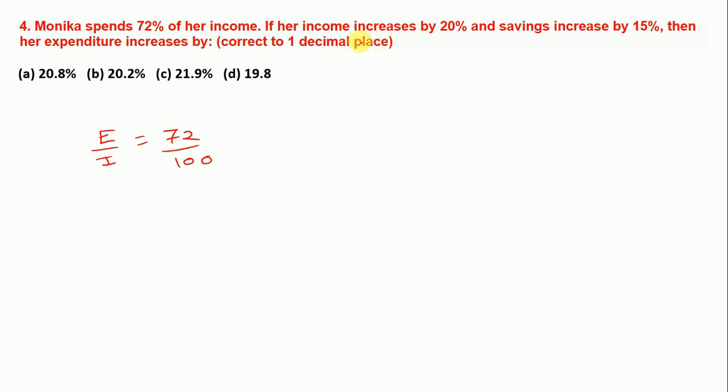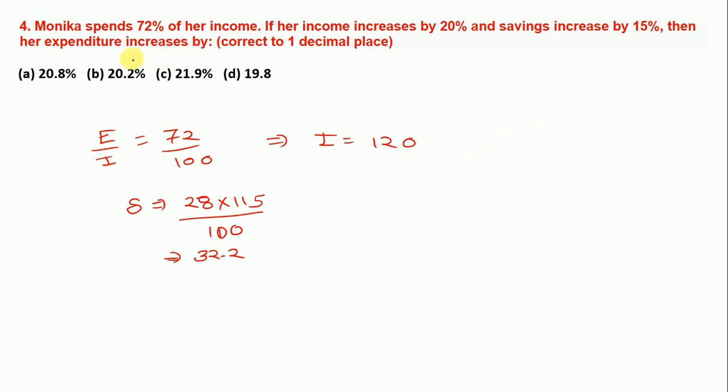So her income increases by 20%, so her income becomes 120, and her saving increases by 15%. So here savings are 28 and they increase by 15%. So you can find the increment by multiplying by 115 and dividing by 100, because 100% was equal to 28 and we have to find 115%. So we are dividing by 100 and multiplying by 115. And here your saving will be equal to 32.2.